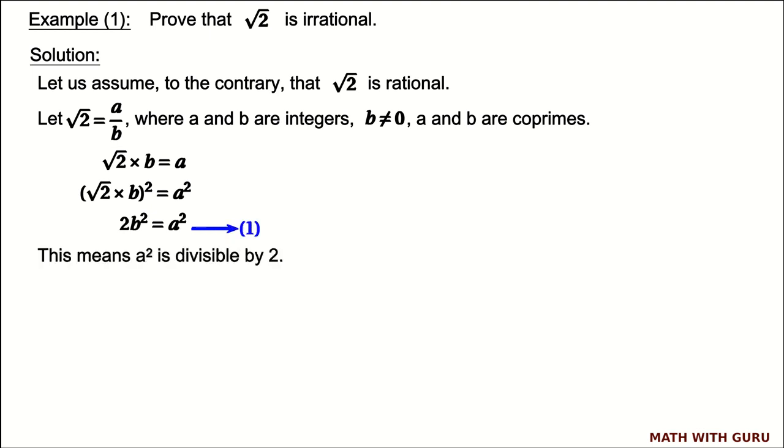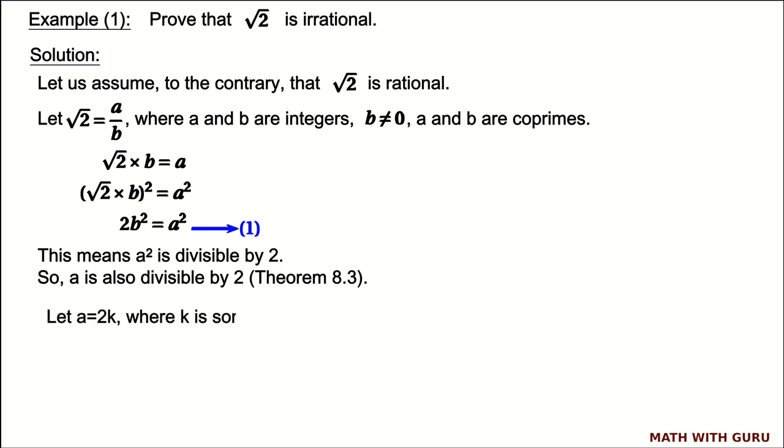This means that a square is divisible by 2. So, a is also divisible by 2 by theorem 8.3. Let a equals 2k, where k is some integer. Let us square both the sides. A squared equals 2k whole squared. A squared equals 2k into 2k is 4k squared. Take this as equation 2.